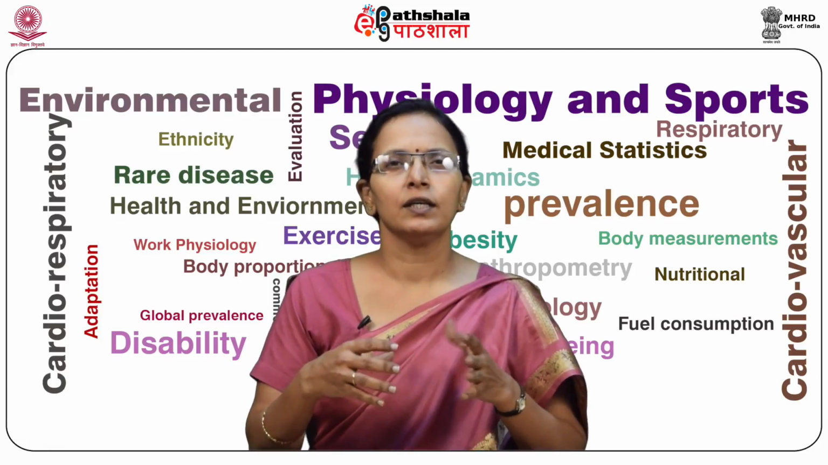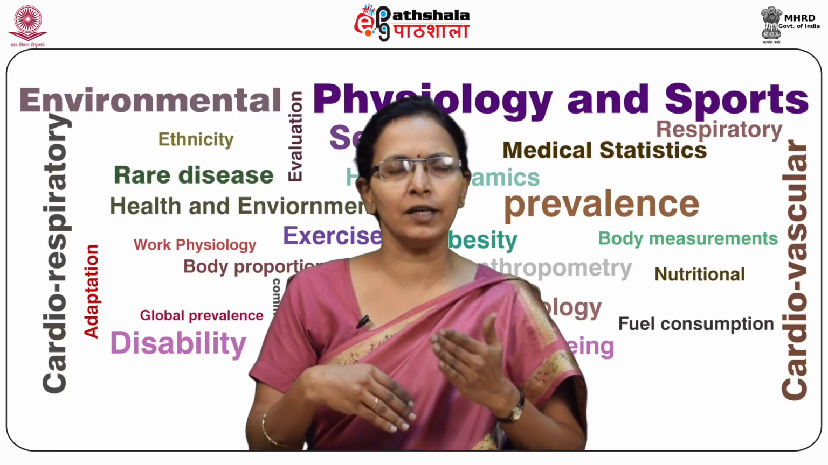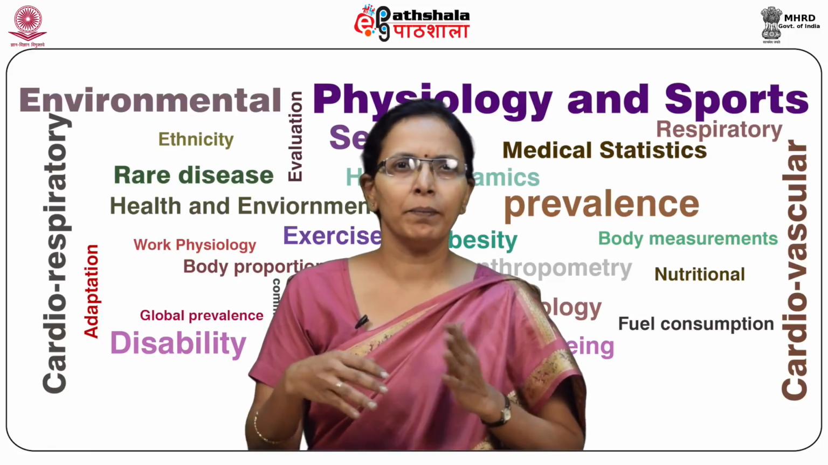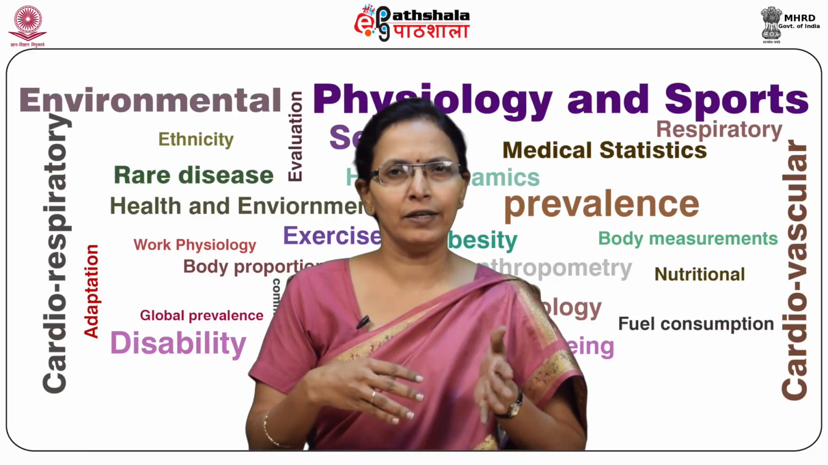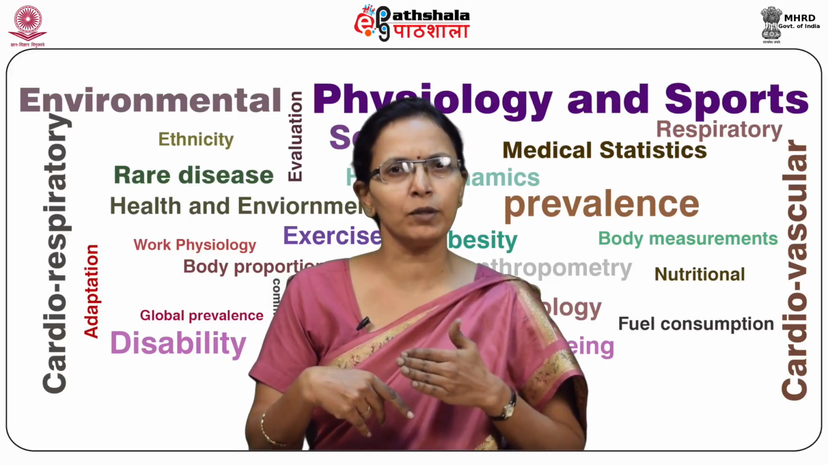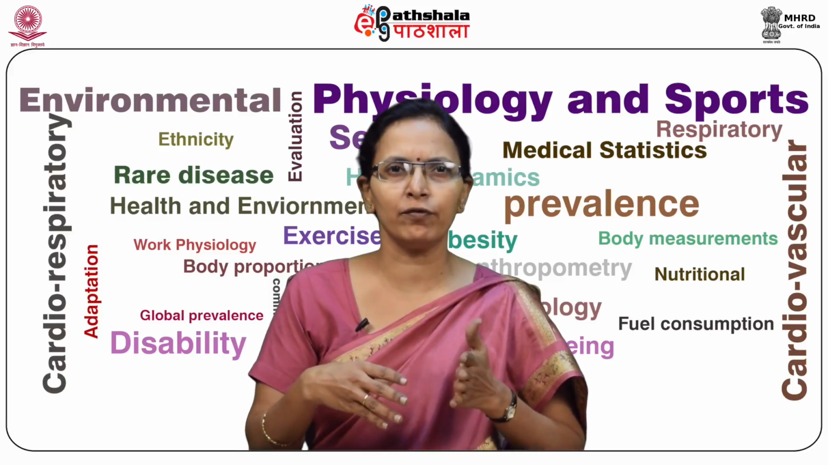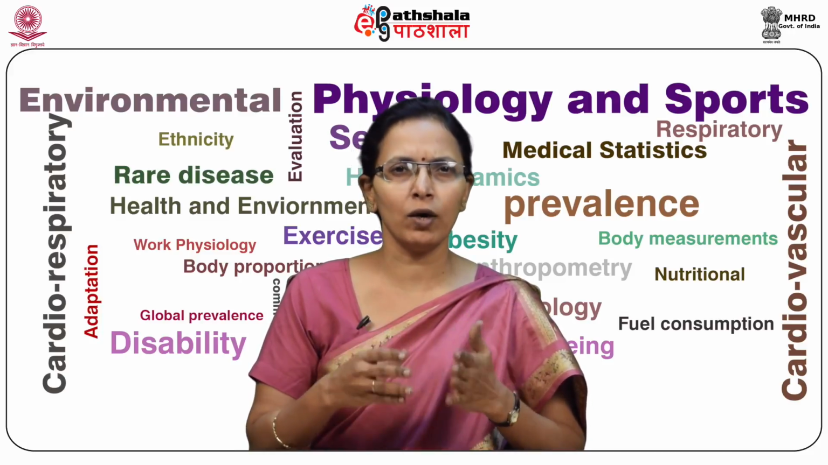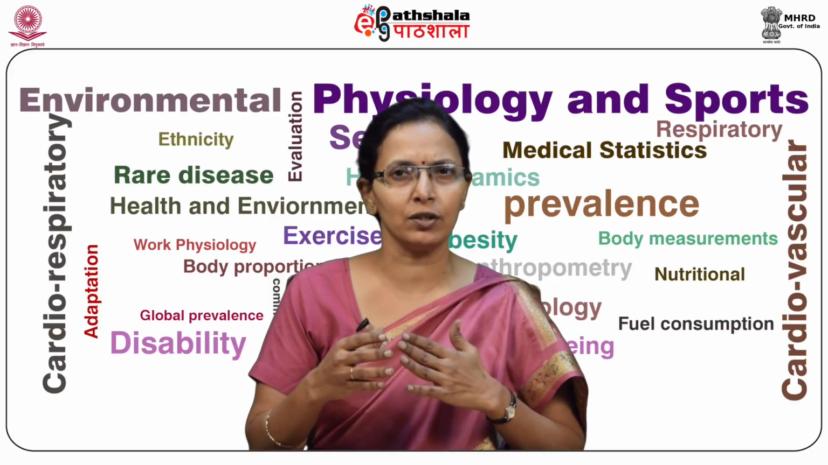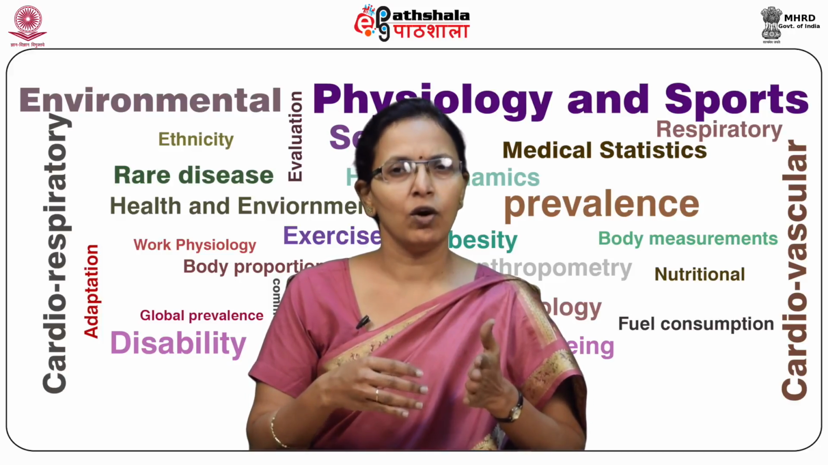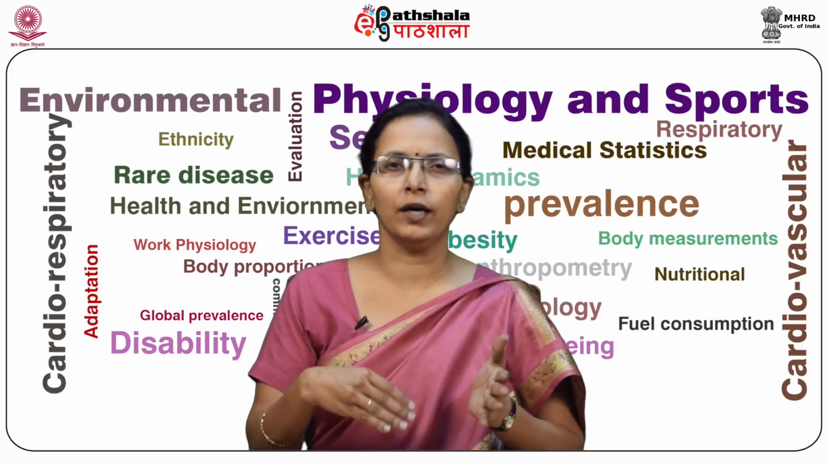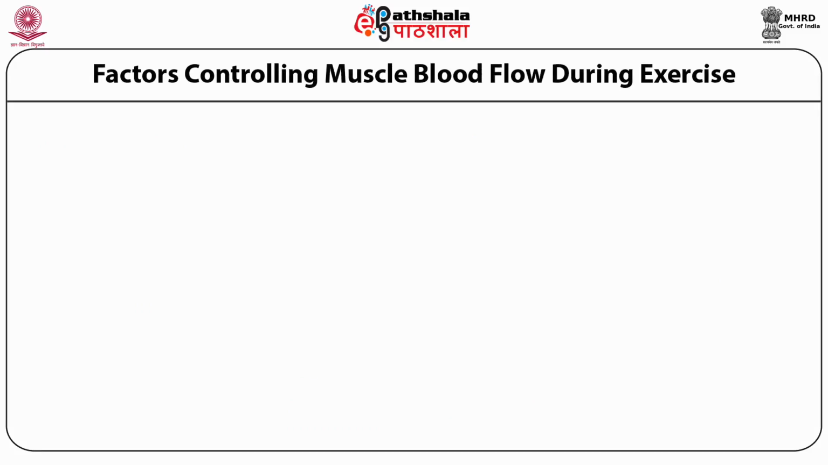For instance, if we reduce the blood vessel radius to half, the blood flow declines by 16 times. Conversely, doubling the diameter of the blood vessel would increase the blood flow 16 times. This indicates that even a small degree of vasodilation or vasoconstriction of our blood vessels could alter the regional blood flow in our body. Let's see the factors which control the muscle blood flow during exercise.